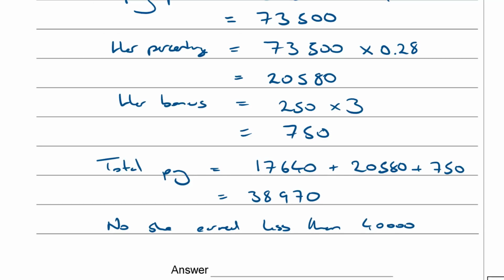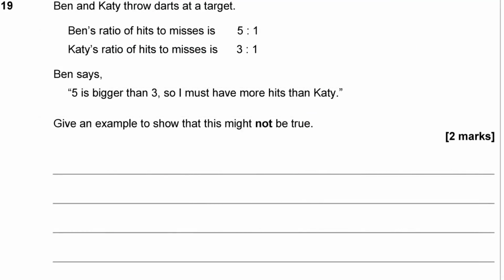£40,000. Question 19. Ben and Katie throw darts at a target. Ben's ratio of hits to misses is 5 to 1, which means he's getting about 5 hits for every 1 miss. Katie's ratio of hits to misses is 3 to 1. Ben says 5 is bigger than 3, so I must have more hits than Katie. Give an example to show that this might not be true.